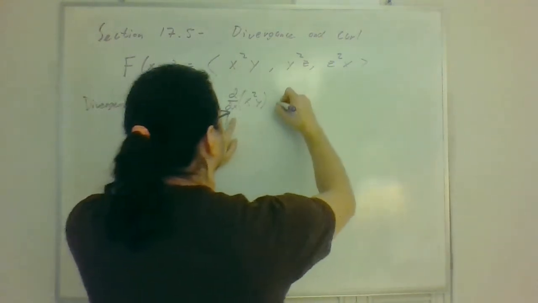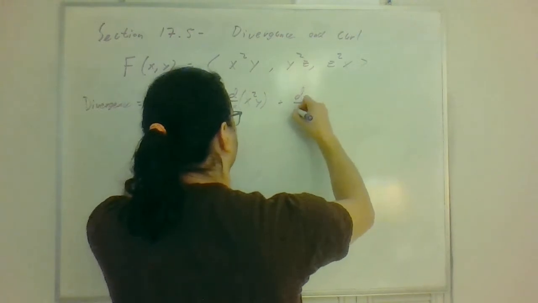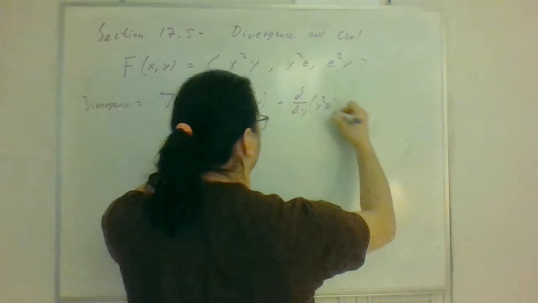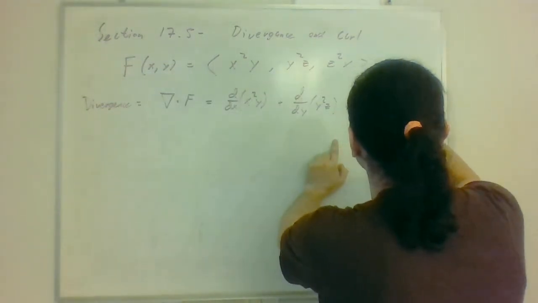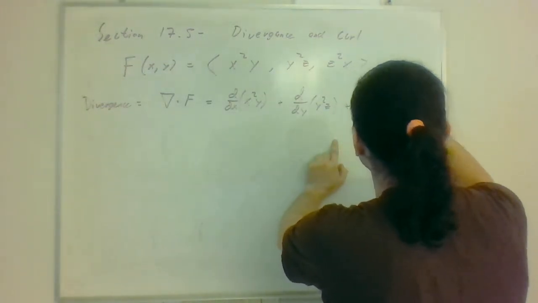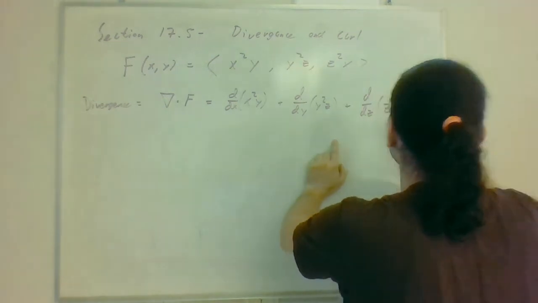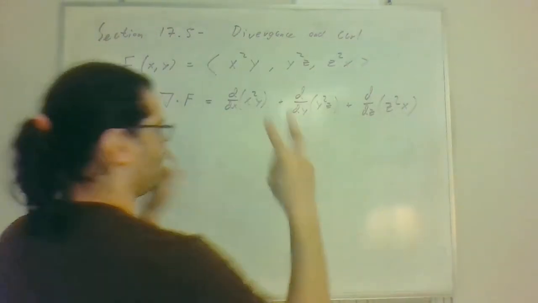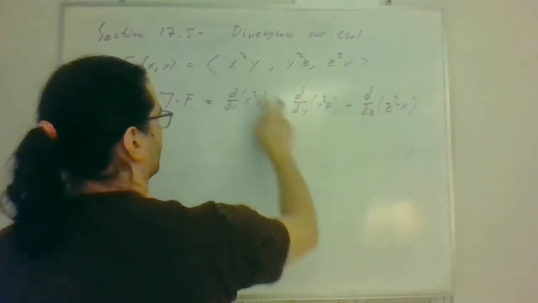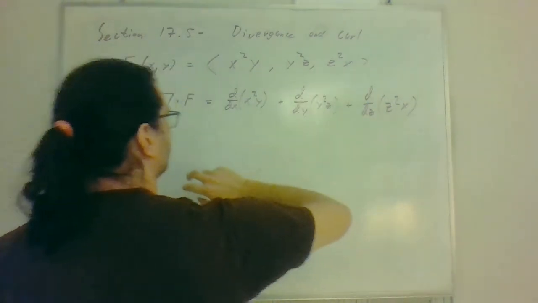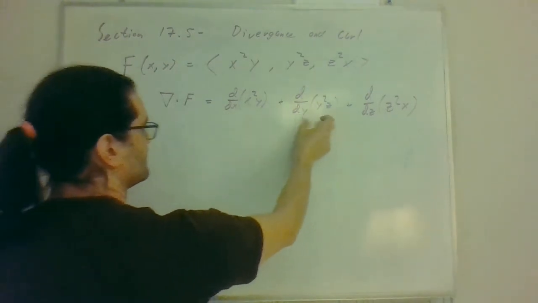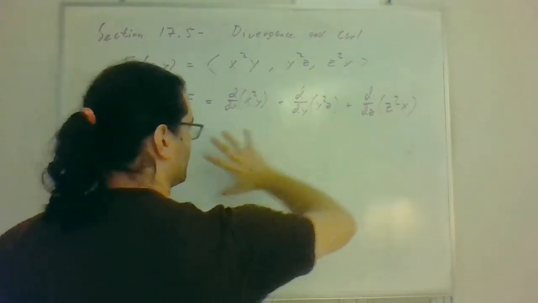with respect to x, and we're going to do the partial derivative with respect to y of this, and we're going to do the partial derivative with respect to z of this, and then we're going to add them all together. That's what the dot product means, right? So these partial derivatives are the components of del, and these functions are the components of f. And so the dot product means you combine those things piece by piece and then add them all together.